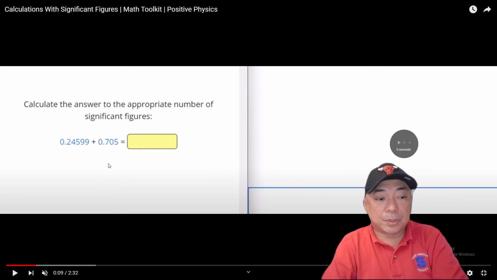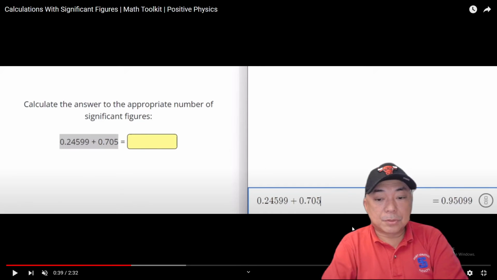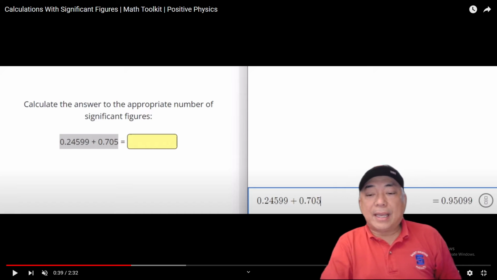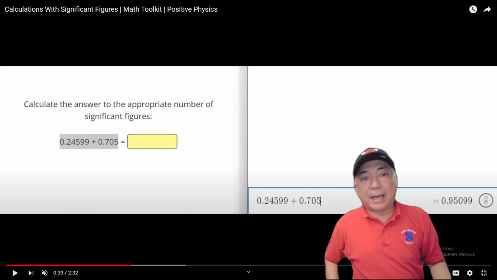Let me forward this one really quick. If we do that calculation, we will see that we get this number at the bottom. We added them using a calculator, and we have 0.95099. So that may be an accurate answer, 0.95099, but I don't need that.